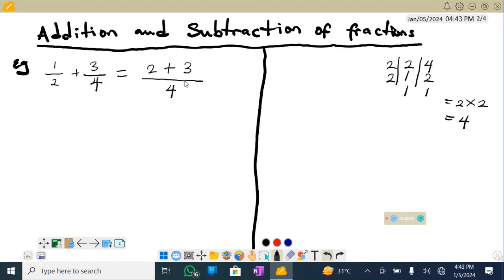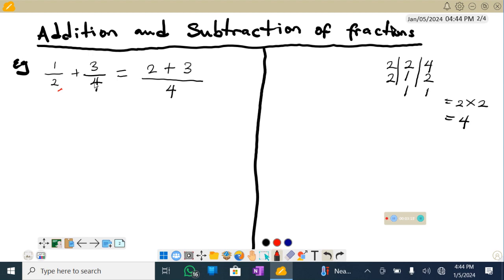I hope you get the method. You use the number here, 4 divided by 2, the answer will give you 2. Then use the 2 to multiply the numerator. Use the denominator to divide the LCM. Then use the result that you obtain to multiply by the numerator you have here. Okay, so that's how we got this 2.